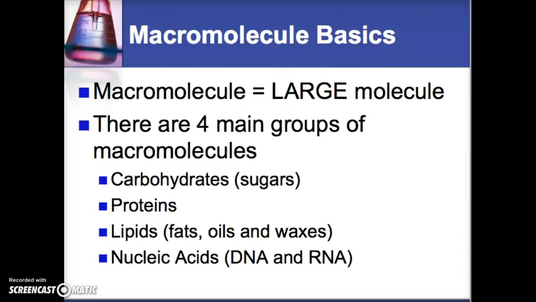When we refer to macromolecules, we are talking about something that is very large. We've discussed some Greek and Latin roots, and the word macro means large, so we are dealing with large molecules. And there are four main groups of macromolecules: carbohydrates, which are your sugars; proteins; lipids, which are your fats, oils, and waxes; and finally nucleic acids, which deals with DNA and RNA.